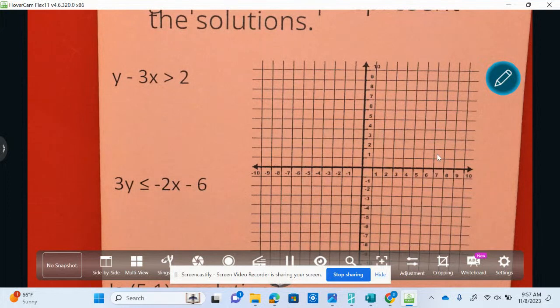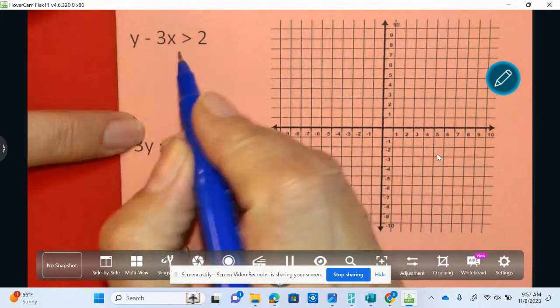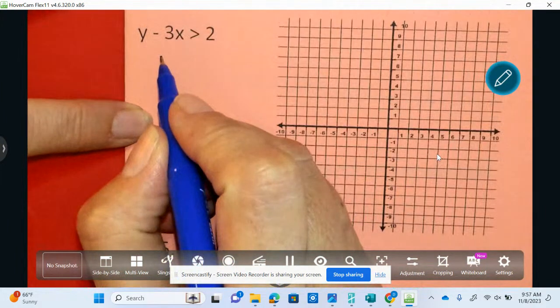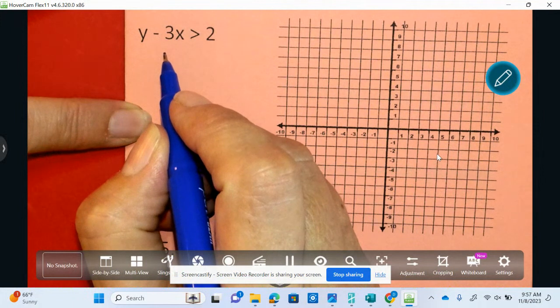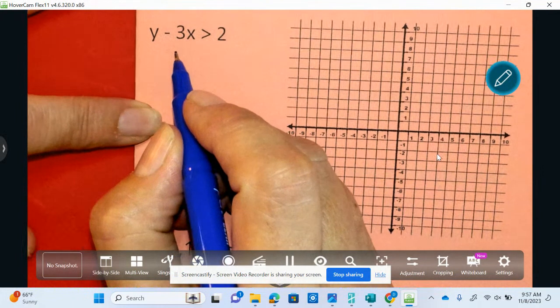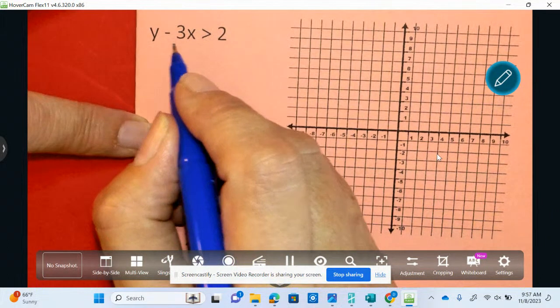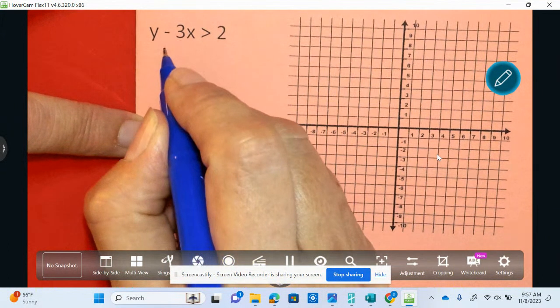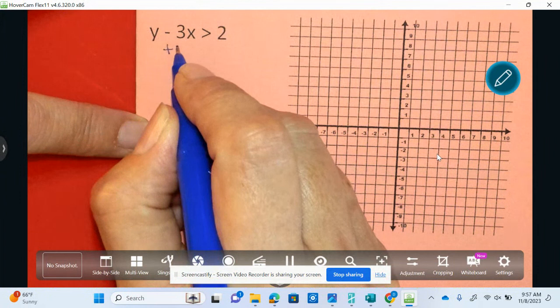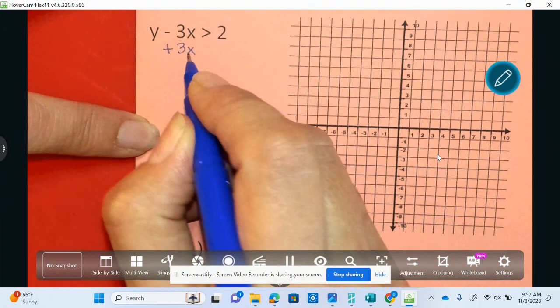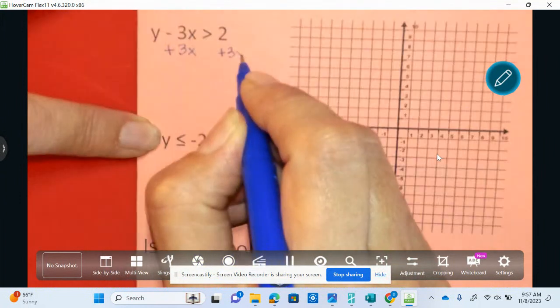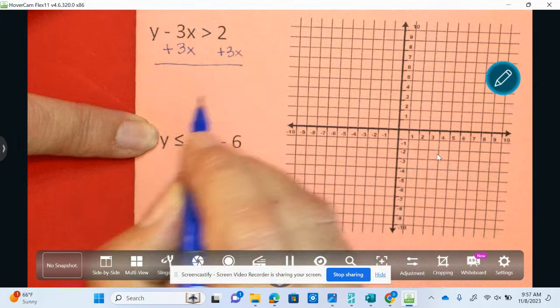Okay. So first inequality. Do we have y all by itself? No, we don't. What do we have to do, Javier? Okay, so what am I going to do here? Add. Very good. I'm going to add 3x to both sides because I want y to come first.